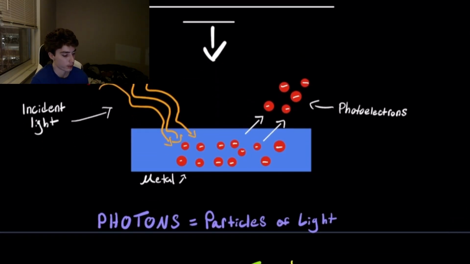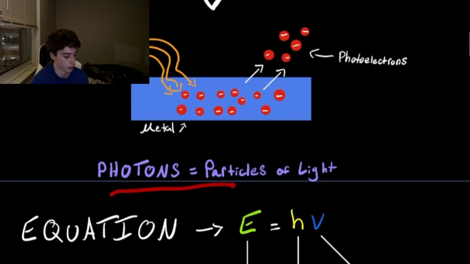This is what the photoelectric effect looks like visually. High frequency waves are going to come in on this metal surface. These are going to be electrons, and they're going to knock the electrons out of the metal surface, right? Because these high frequency waves have photons, and they act like particles. Photons equal particles of light.